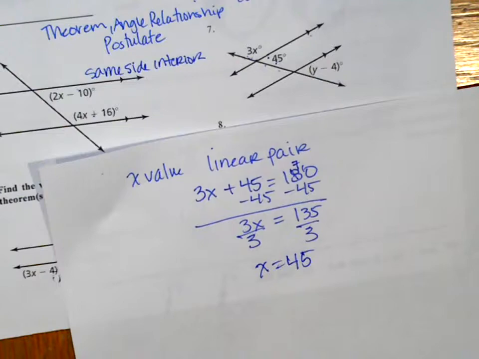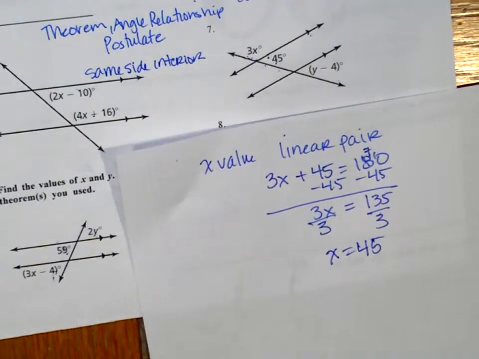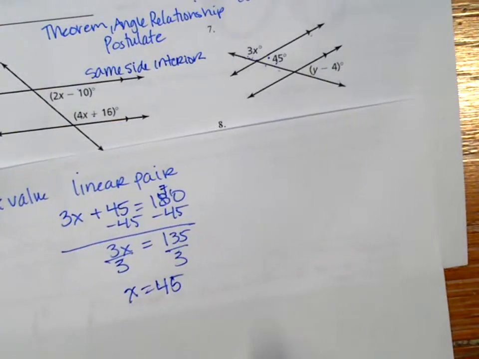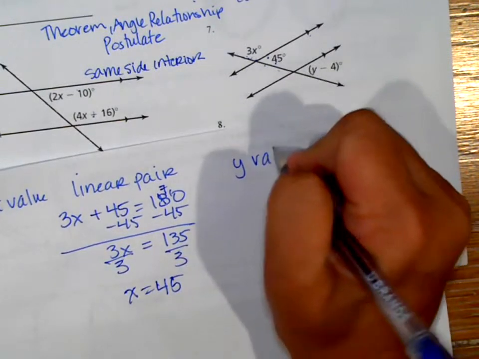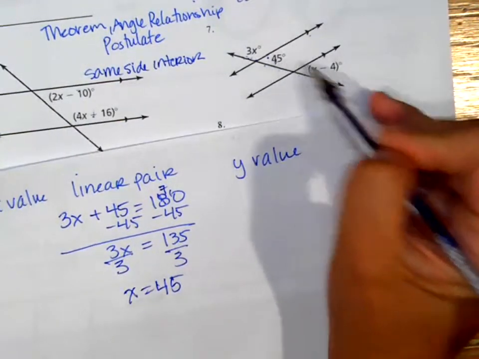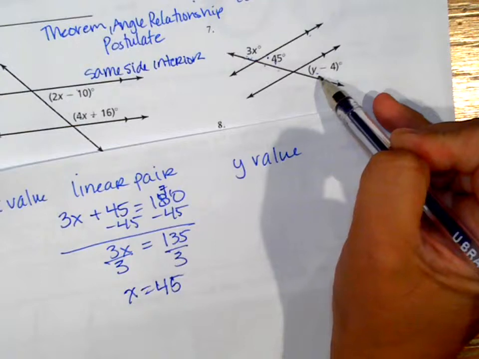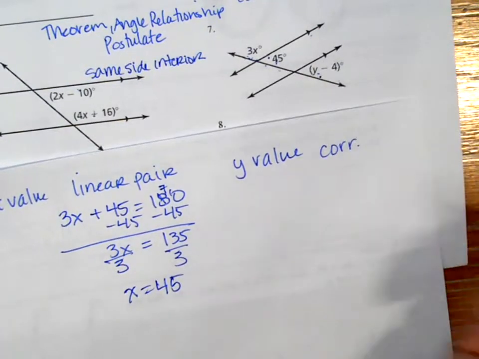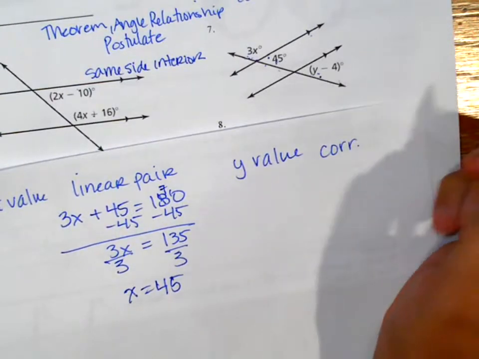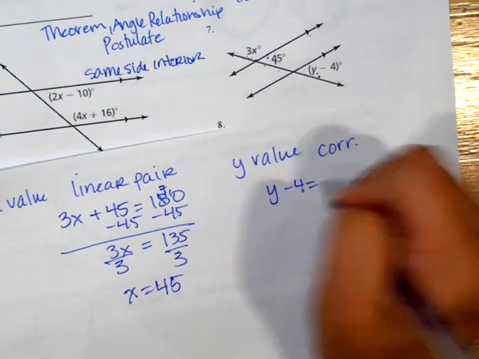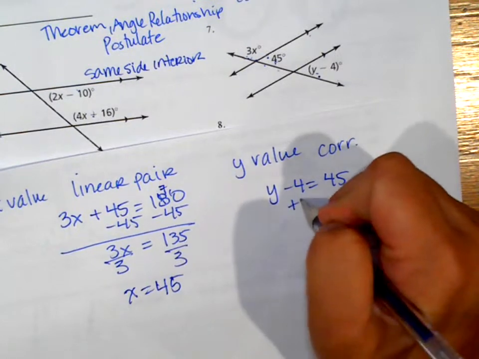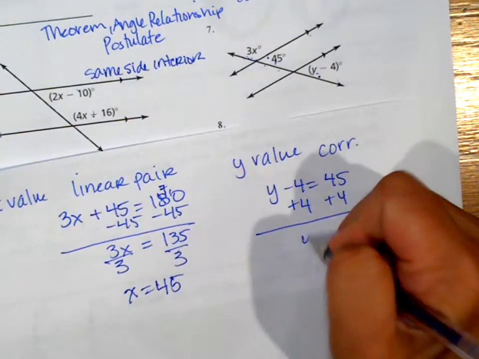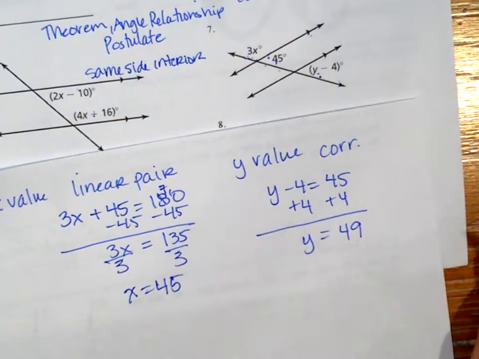x is going to be equal to 45. All right, with your y value, you have these two right here. That would be the easiest. Those are corresponding angles. So corresponding angles are equal to each other. y minus 4 equals 45. Add 4 to both sides. y is equal to 49. Okay. So far, so good.